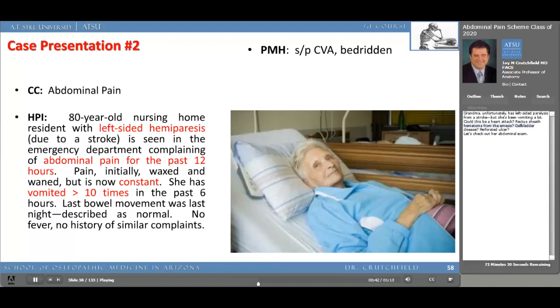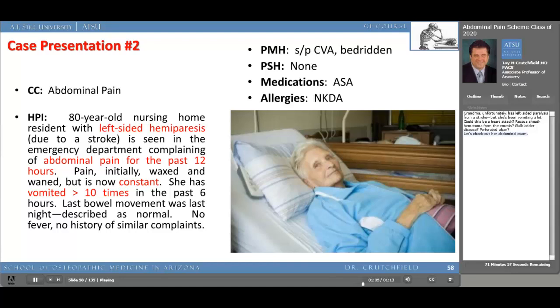Our patient has the following vital signs. Her temperature, 99.8. Respiratory rate's a little fast at 20. Her heart rate's 120. She's tachycardic. Blood pressure is a little low at 100 over 70. She doesn't look good, and she's lying there complaining of abdominal pain. There's no costovertebral angle tenderness. Her lungs are clear to auscultation.